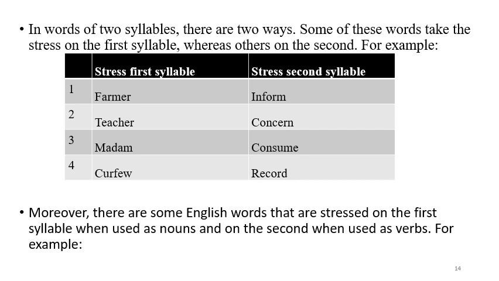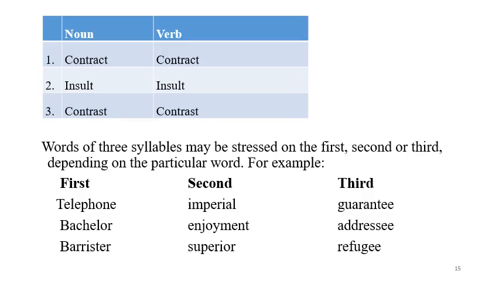Moreover, there are some English words that are stressed on the first syllable when used as nouns, and on the second when used as verbs. For example, we have contract and contract, insult and insult, contrast and contrast. Words of three syllables may be stressed on the first, second, or third syllable depending on the particular word. For example, those stressed on the first syllable are words like telephone, bachelor, barista. Those stressed on the second syllable include imperial, enjoyment, superior. Those stressed on the third syllable are words like guarantee, addressee, refugee.